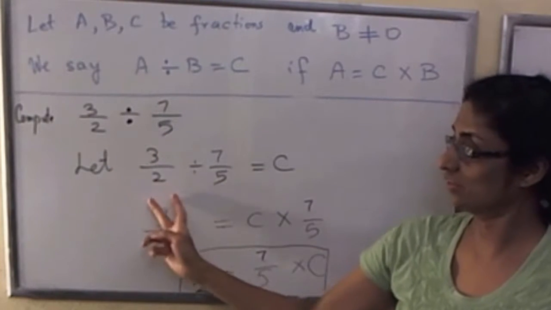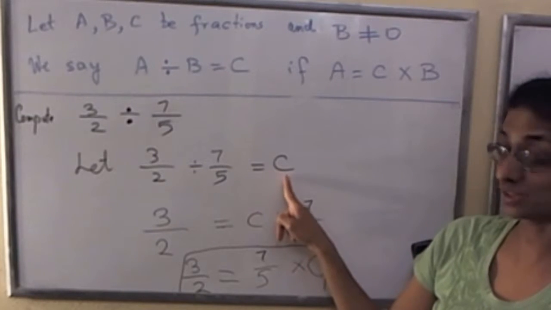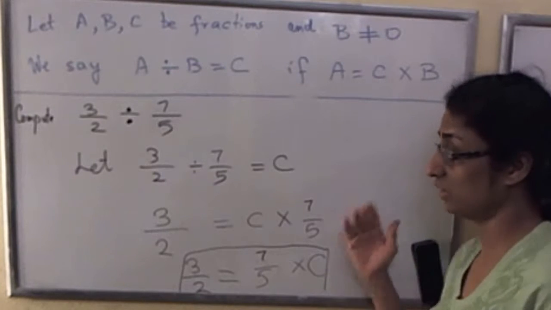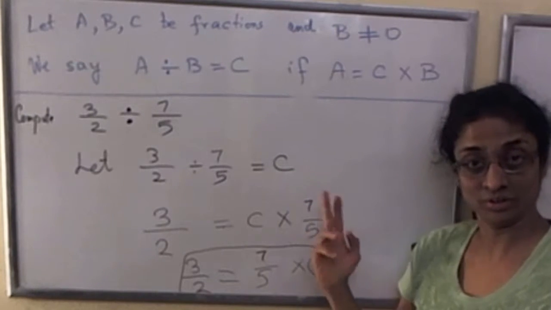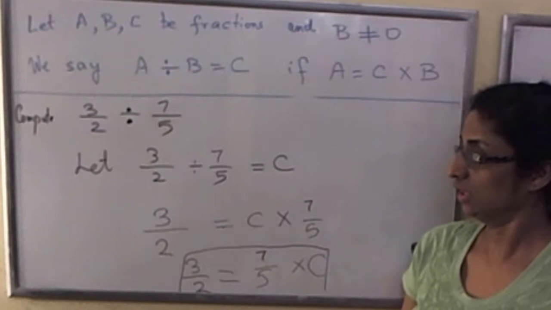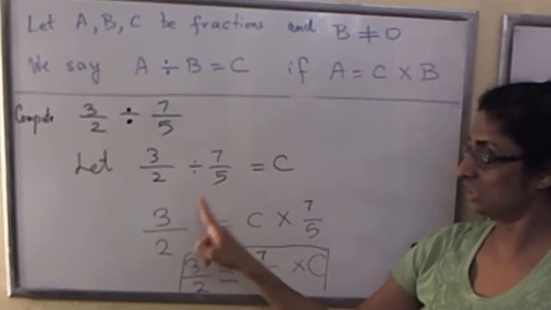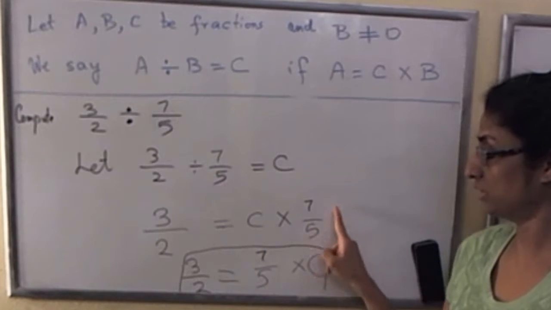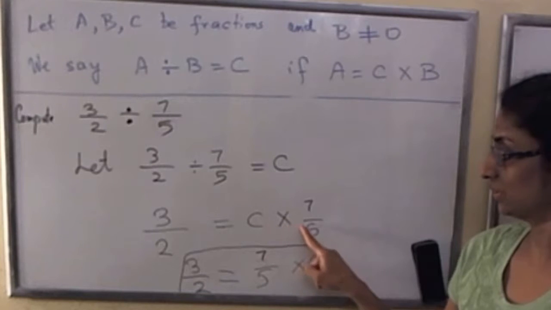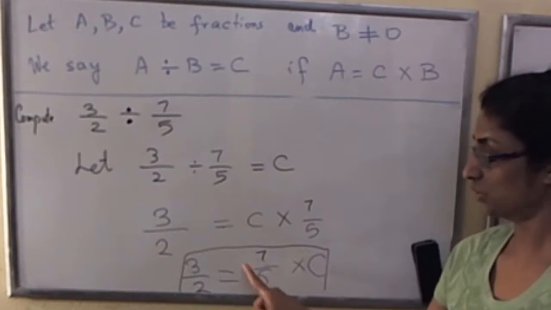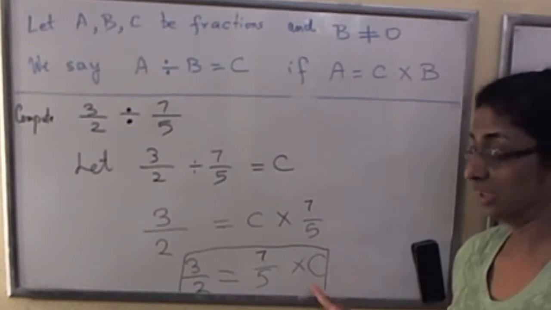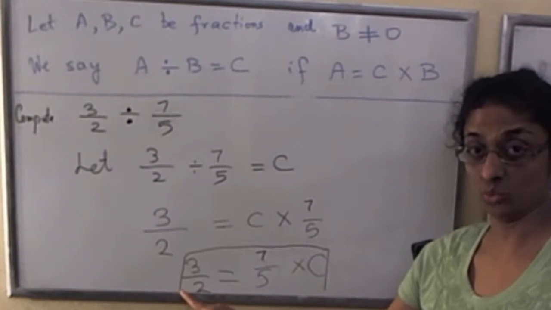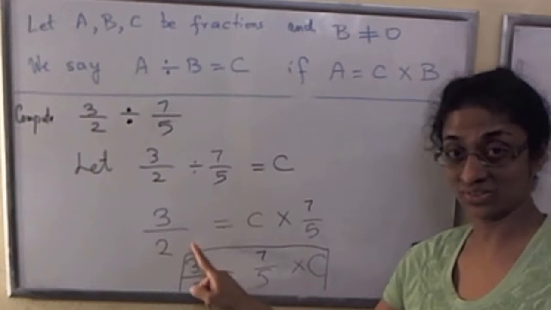So we write: let 3 over 2 divided by 7 over 5 equal c, where c is a fraction. We're going to make that assumption, that such a fraction exists, and we're going to try to see what that fraction is, what the value of c is. So we rewrite this division statement as a multiplicative statement using the definition, and then here, using the commutative law of multiplication, we rewrite this as 7 over 5 times c. So here we have this equation. Now we're going to try to find out what c is using this equation. What is the value of c that satisfies this equation?